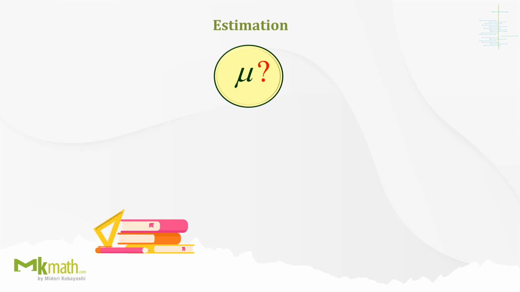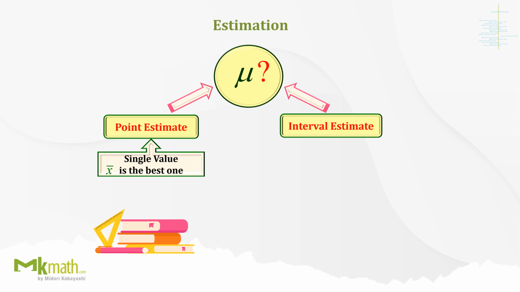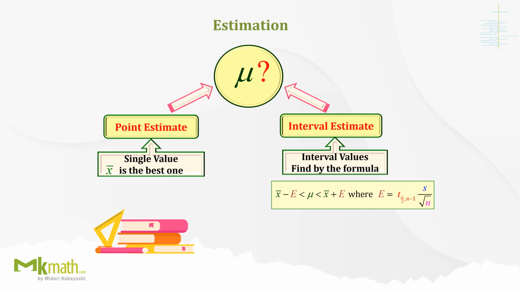I'd like to stress here that the population mean value itself is unknown. However, there are two ways to estimate the population mean. The first method is the point estimate, and the other is called the interval estimate. For the point estimate, the sample mean x bar is employed as the best one. For the interval estimate, we find the interval or range of values using the formula shown.